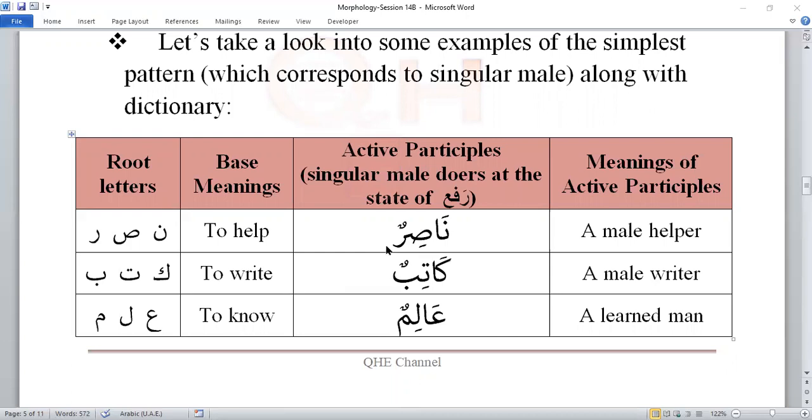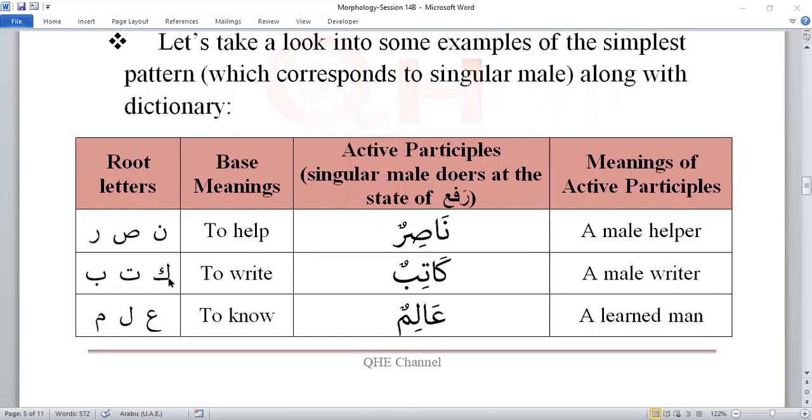And we learned from the master's session that the default ending of any noun at the state of rafa is dhamma. Now this set of root letters gives the base meaning to help. Then obviously the meaning will be, because what is active participle? A doer. What is the doing here? What's the action here? Helping, right? So how am I going to translate? I'm going to translate: a male helper.